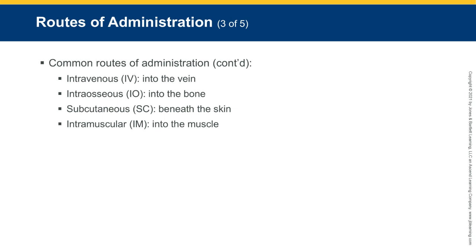Other administration routes include intravenous, where the medication is delivered directly into the bloodstream for rapid effect, intraosseous, IO, where the drug is injected into the bone marrow, often in critical patients, subcutaneous, SC, which involves injecting beneath the skin, and intramuscular, IM, where the medication is injected into the muscle for a moderate absorption rate.